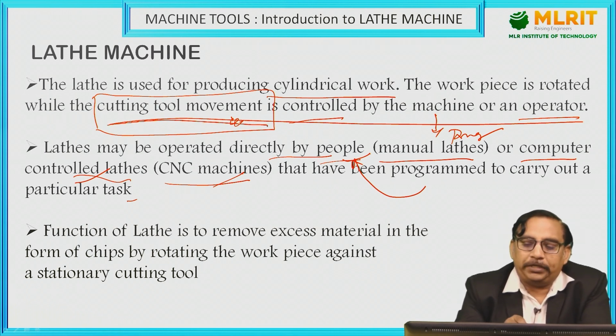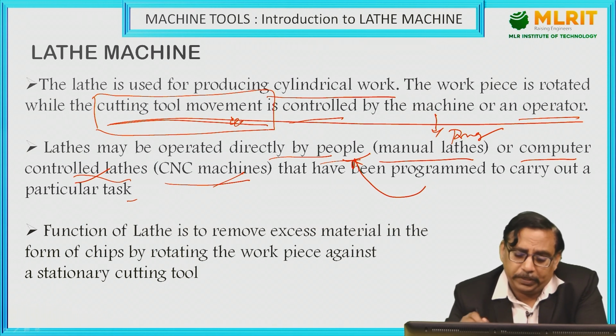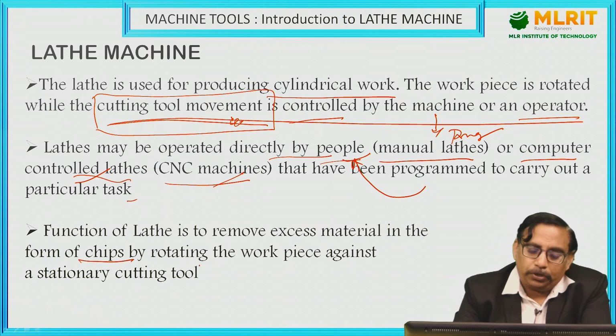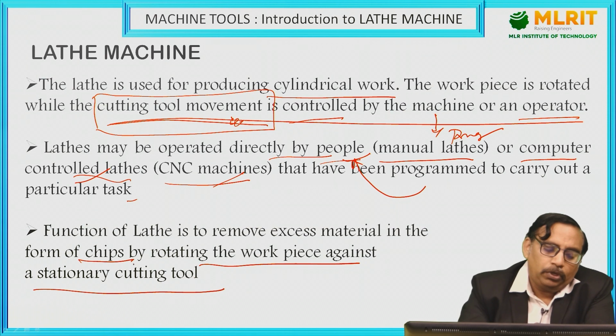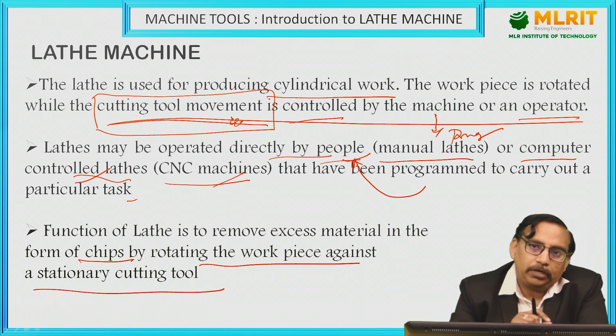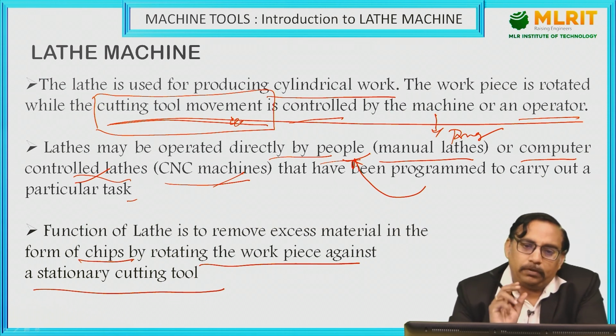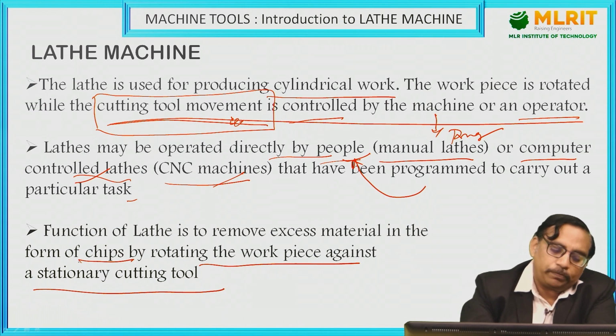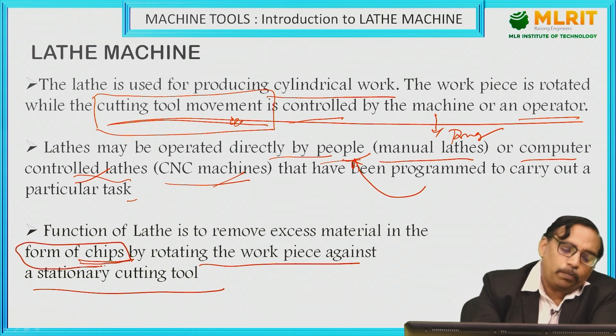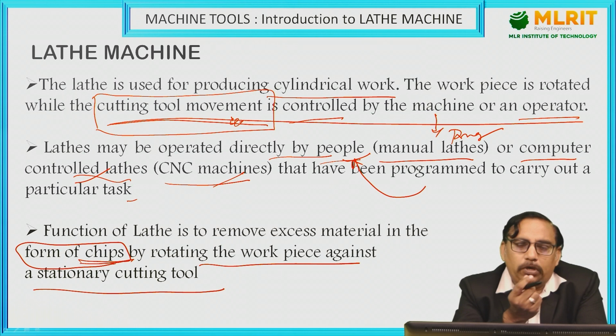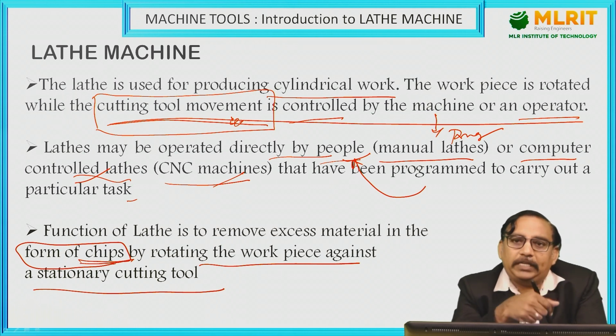cutting tool movement. The function of a lathe is to remove excess material in the form of chips by rotating the workpiece against a stationary cutting tool. So the material removal, that is the shearing of material from the original workpiece, will be in the form of chips. Chips will be very small. It's not like our potato chips, metal chips only here.